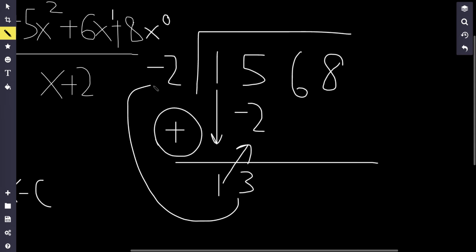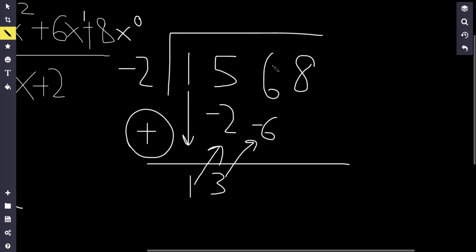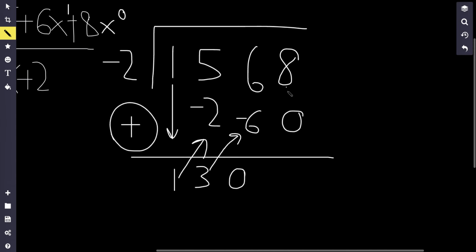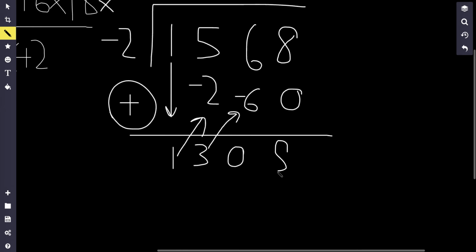Now I multiply 3 by -2. 3 times -2 gives me -6, and I put this -6 right over here. 6 plus -6 gives me 0. Now I'll multiply 0 by -2, and I'll just get 0. Finally, 8 plus 0 gives me 8.